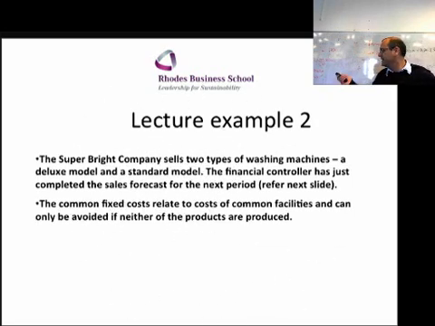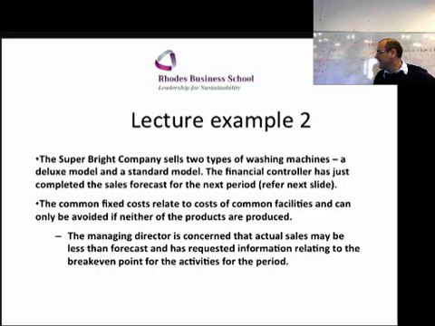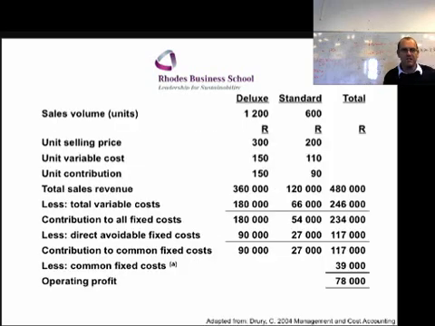Okay. What are we told? We're told that there's some common fixed costs, and they relate to costs of common facilities and can only be avoided if neither of the products are produced. Okay, so for us to avoid those, we've got to say we're shutting down our operations. Okay, our managing director is concerned that our actual sales may be less than the forecast and has requested information relating to the break-even point for our activities for the period. So let's go and have a look at this information that we've been given.